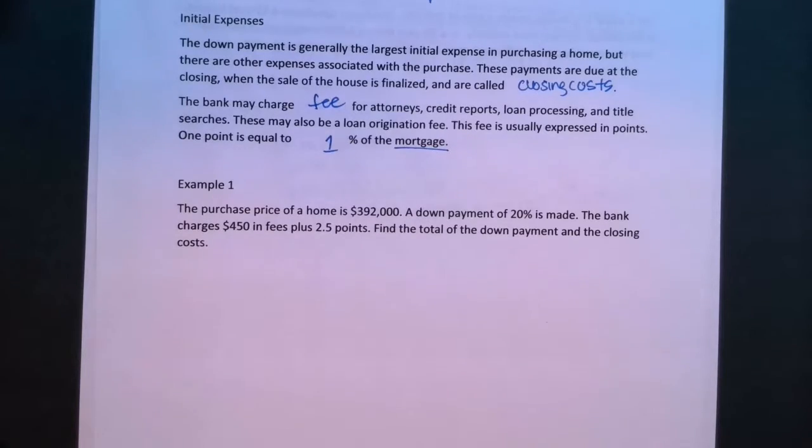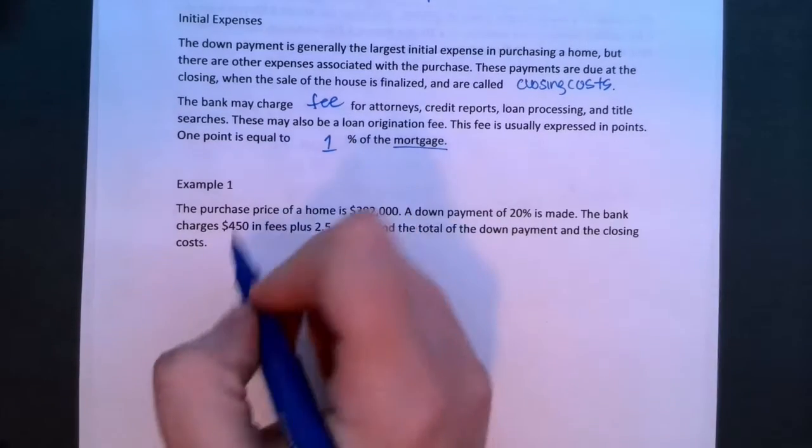So let's look at example 1. So here we have the purchase price listed as $392,000. We have a down payment of 20%, and then the bank charges $450 in fees plus 2.5 points. We want to find the total of the down payment and the closing costs. So first step is to find the down payment.